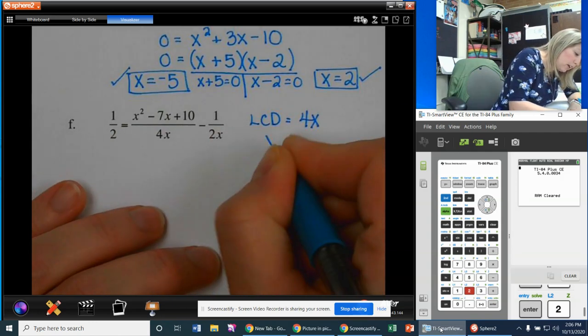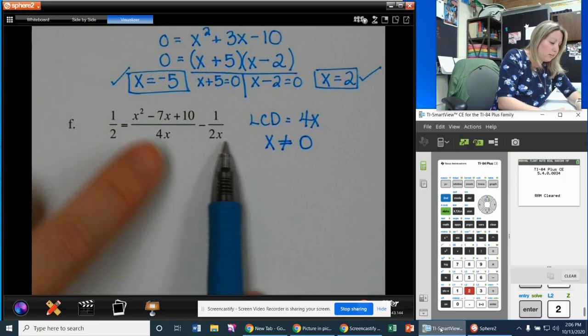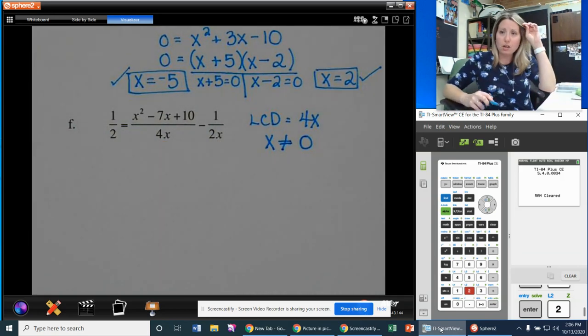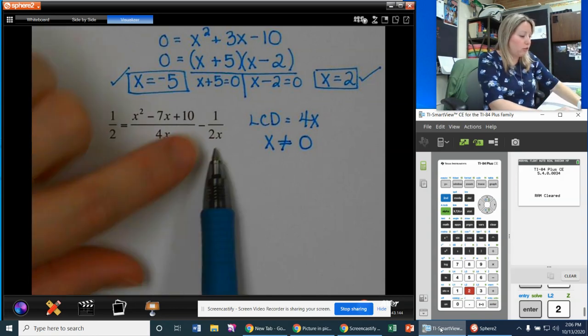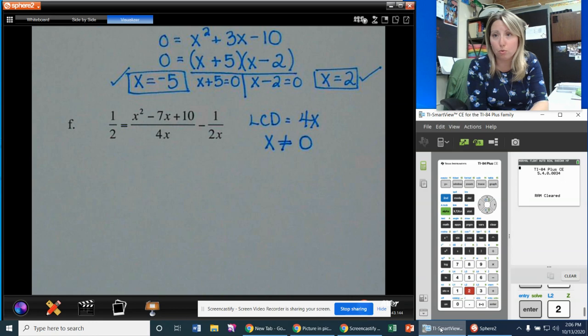Then, of course, we have to state x cannot be equal to 0. You've got single x's here. That's when x can't be equal to 0. If this was actually x minus 2, that's when x couldn't be 2. Okay, so think about it that way.